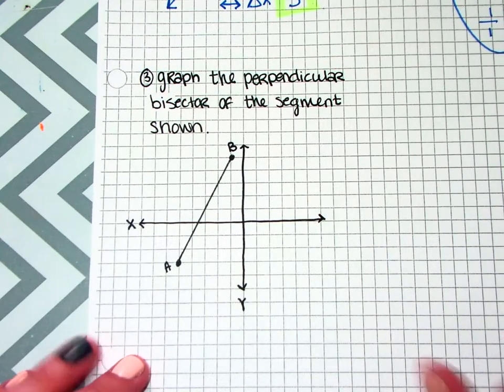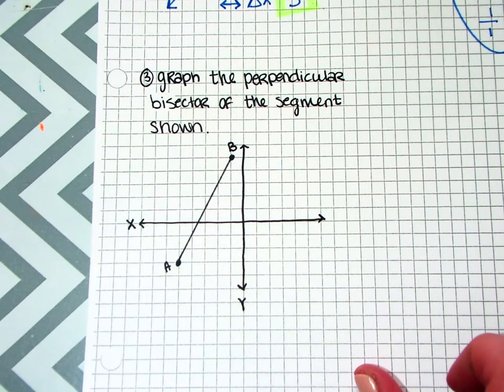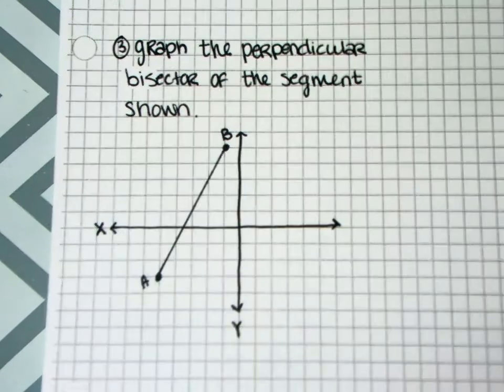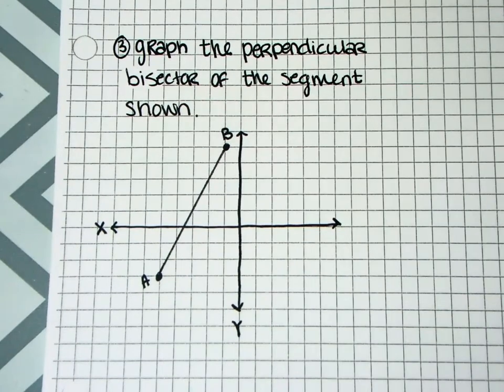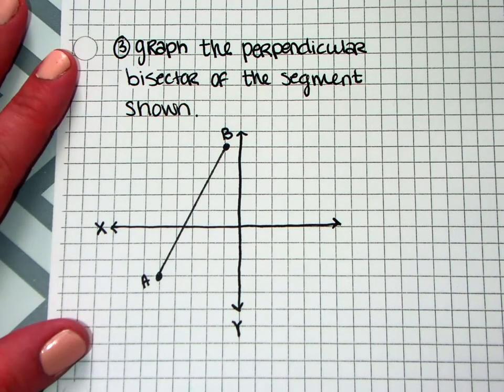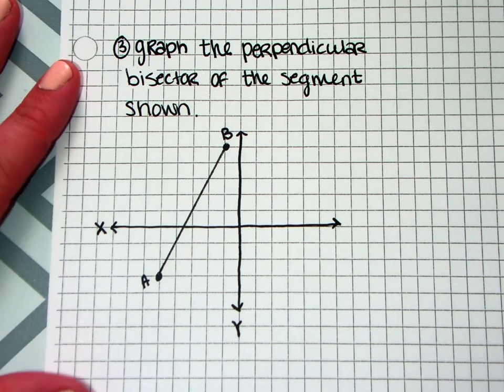On the very last example, this is a review. We have done these before, graphing perpendicular bisectors. We weren't too great at them, so I went ahead and added it to this chapter just to get some extra review because it is on the state test and it is very important. So we want to graph a perpendicular bisector of the segment shown.